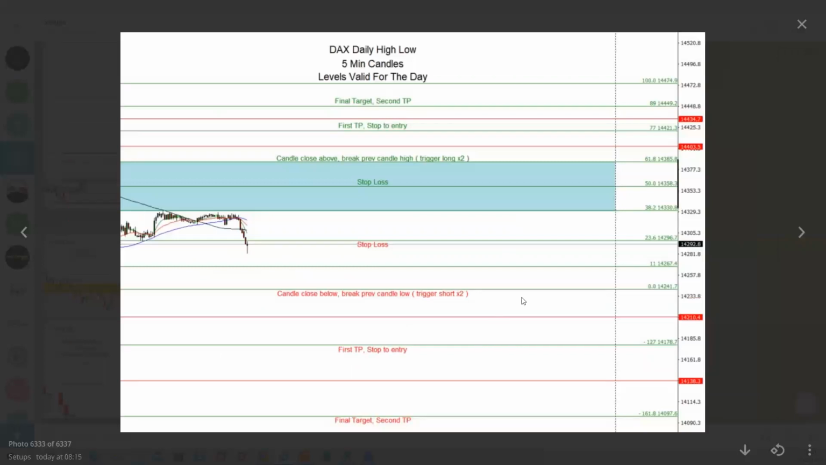On the DAX daily high low, currently between levels of 23.6 and 11. If you look at the moving averages, 50 is above 21 above 8, or blue is above red above green. That's indicating trend is down. So with that, want a candle close below the 0 level, break previous candle low to aim for the minus 127 first TP, minus 161.8 second TP, stop loss being at the 23.6. And remember, guys, same rules apply with the red lines.